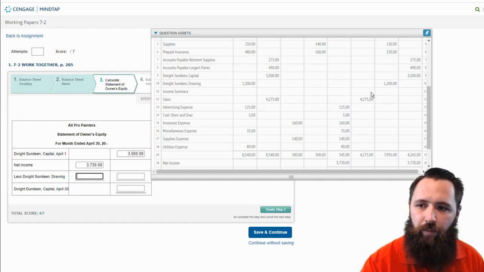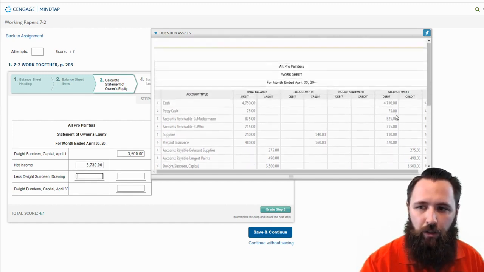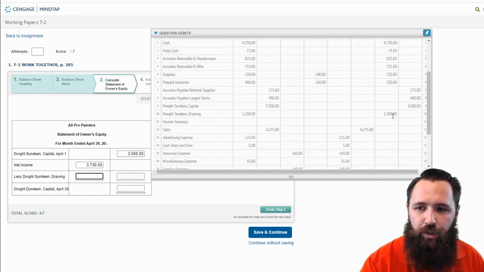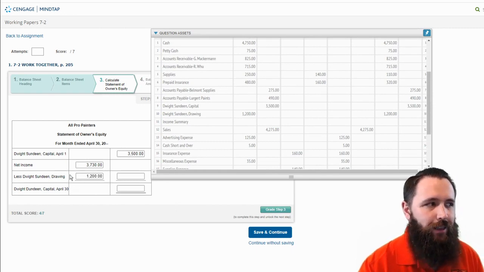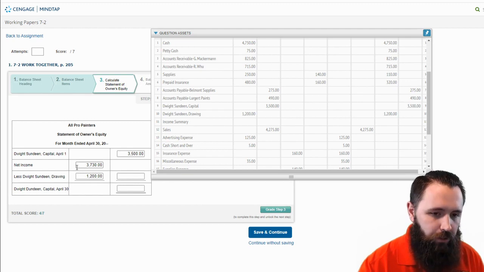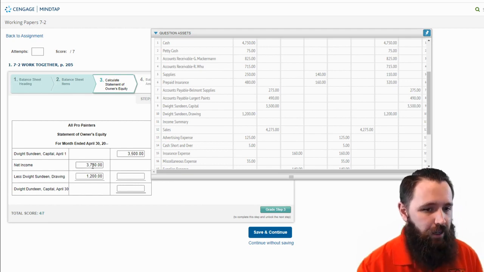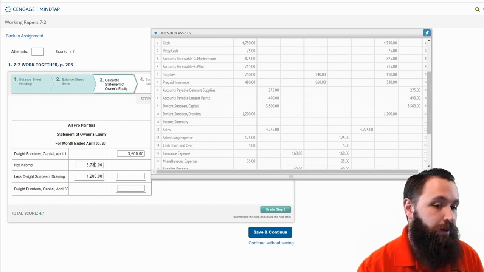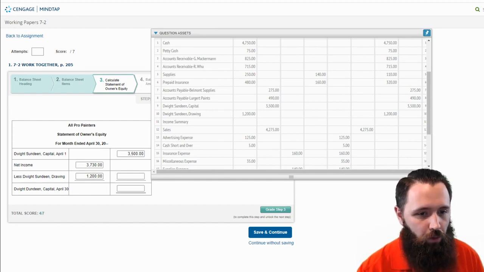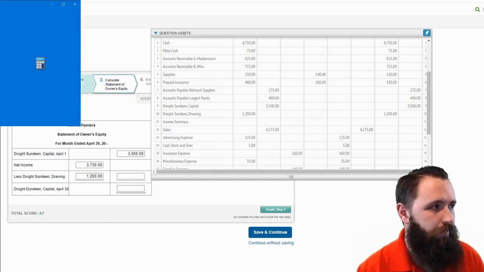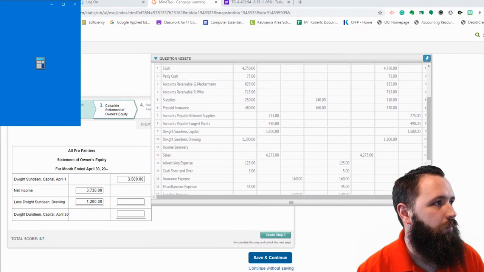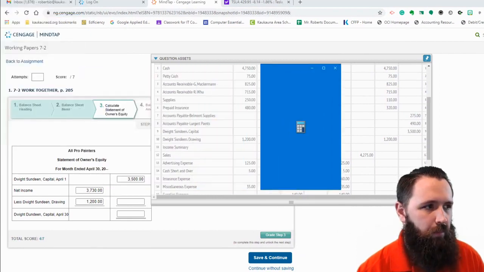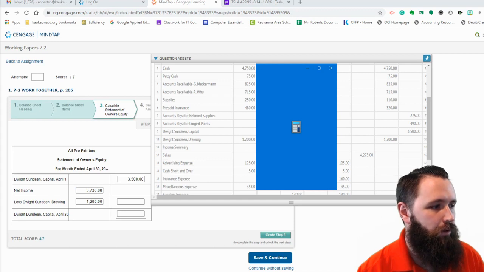Let's look at the drawing. Okay, so drawing here, I'm going to look, my balance sheet debit, it's going to be $1,200. So this is less. Remember, this is less. We're taking our net income, which is the positive, right? It's going to be positively affecting our capital, and then the drawing will negatively affect our capital. So let's throw back up the calculator here. That doesn't look right.